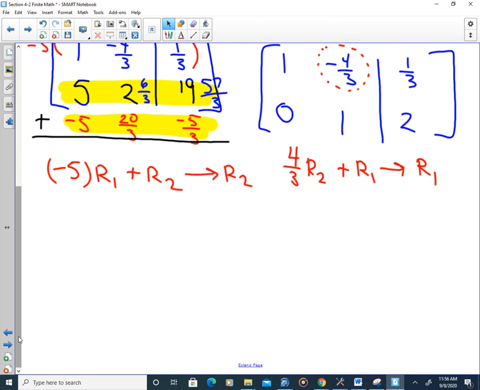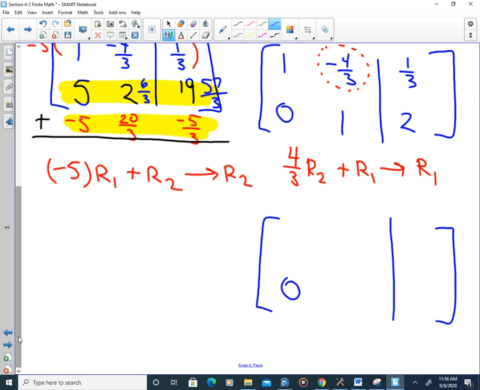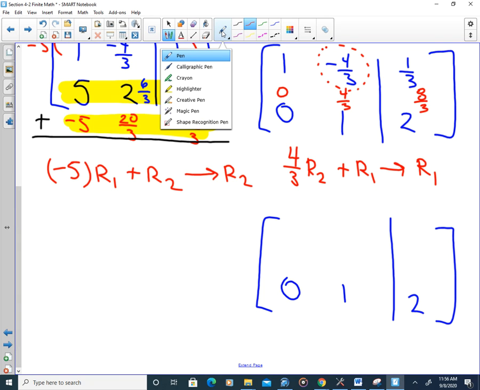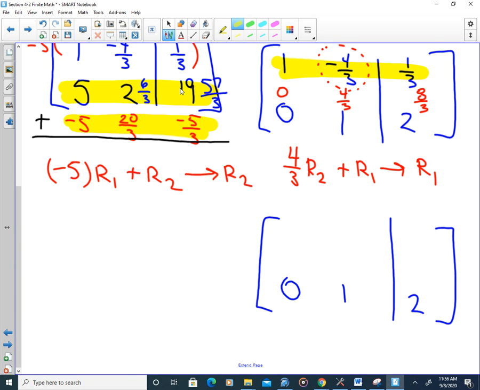So we're replacing row 1. So row 2 is going to stay the same. We got 0, 1, 2. And now I'm taking 4 thirds and multiplying it by row 2. So 0 times 4 thirds is 0. 4 thirds times 1 is 4 thirds. And then 4 thirds times 2 is 8 thirds. So again, we are going to take this row here, which is row 1, and then this new row here that I got by taking 4 thirds times row 2, I'm going to add those together. And that's going to give me my answer.